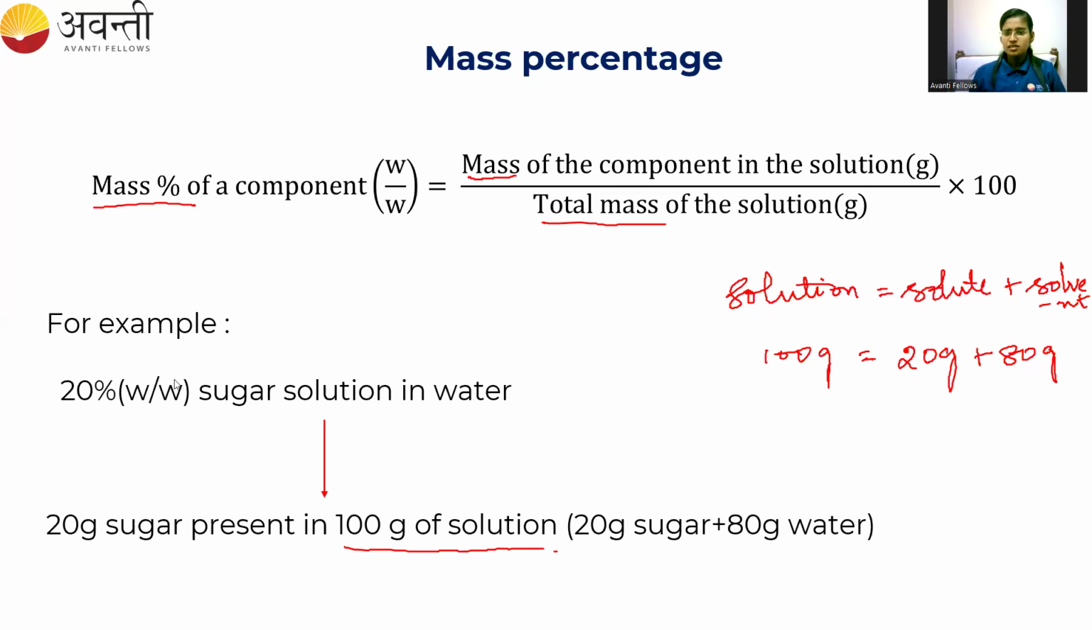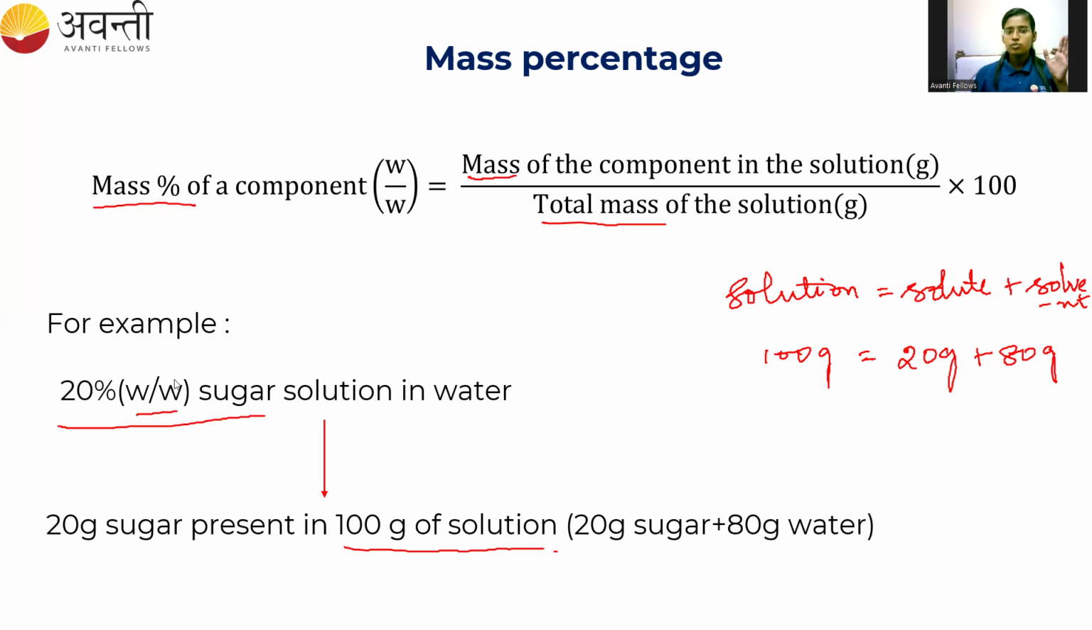In some questions they will ask it like this: if the mass percentage of a sugar solution is 20%, find the total mass of the solution, or find the mass percentage for the given system. Any type of question can be asked, so you should understand the meaning. You should know what is meant by 20% first of all.